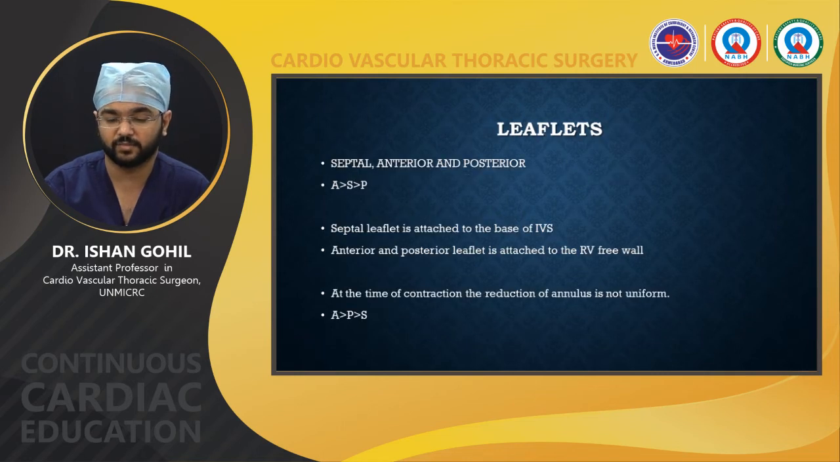Now the leaflets. Basically there are three leaflets, like AML and PML in the mitral valve. In the tricuspid valve there are STL, ATL and PTL, that is septal, anterior and posterior tricuspid leaflets. Amongst the mitral leaflets, AML is bigger than the PML. Here the ATL is bigger than STL, which is bigger than PTL. So the anterior leaflet is the largest leaflet, followed by the septal leaflet, followed by the posterior leaflet.